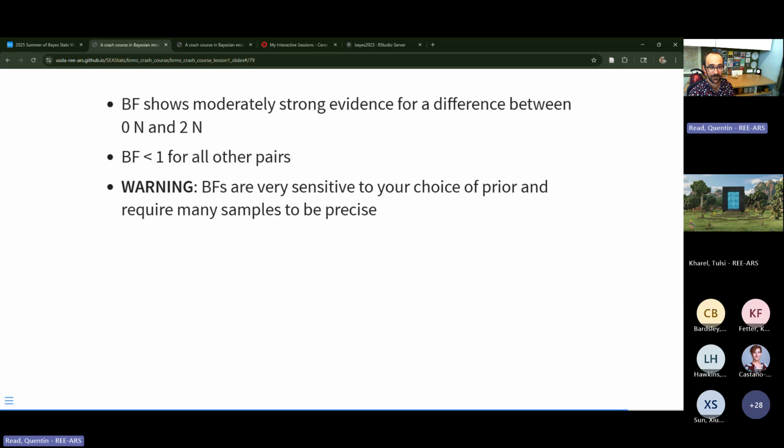And it also requires a lot of samples from the posterior to be precise. You saw a warning when it popped up that we need a lot more samples to get a good estimate of the Bayes factor. So those are some strikes against the Bayes factor. Well, what are some other alternatives we could use?